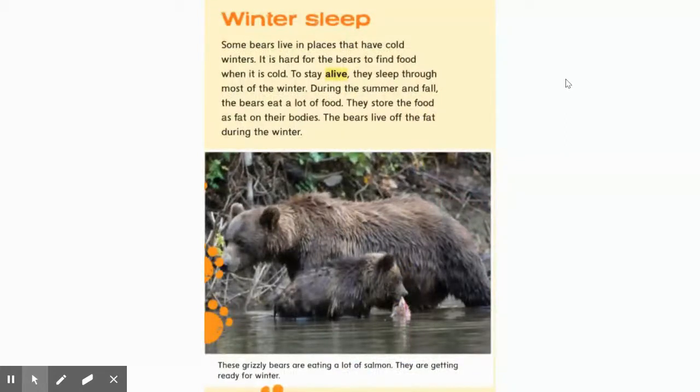Here is some information about winter sleep. And we might know the word hibernate. That is where bears sleep in their den during the winter to stay alive. During the summer and fall, the bears eat a lot of food and they store that food as fat on their bodies. The bears live off the fat during the winter.